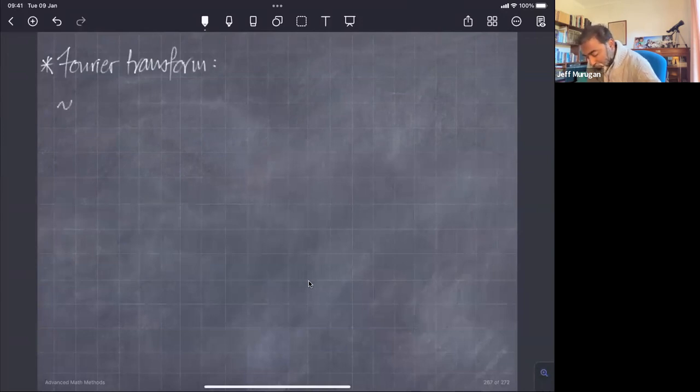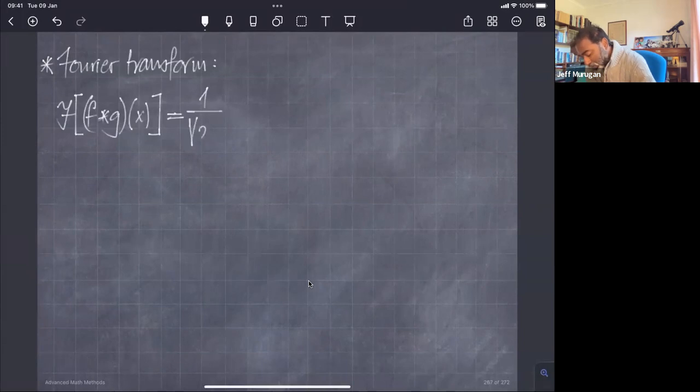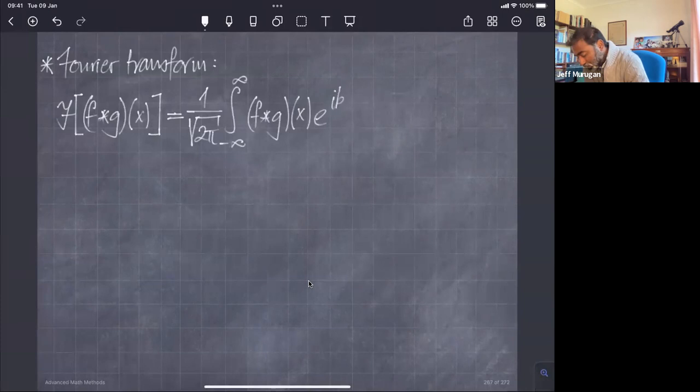So if I calculate the Fourier transform of the convolution of f and g, this defines for me a new function of whatever my Fourier variable is, let's say k. This will be 1 over square root of 2 pi, integral of this f star g, which is my function of x, times the Fourier kernel, e to the plus i kx, and I integrate out all the x dependence.